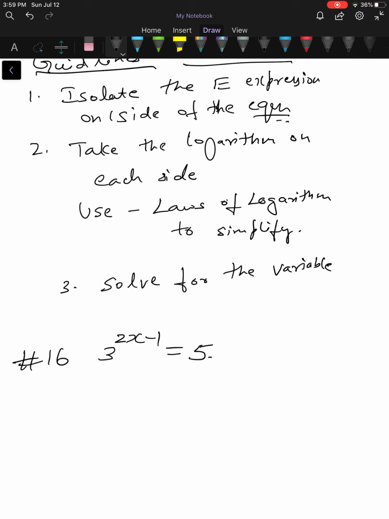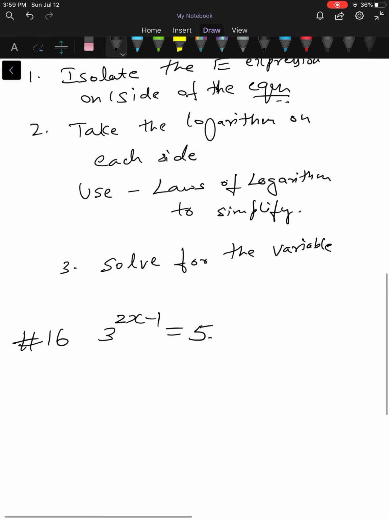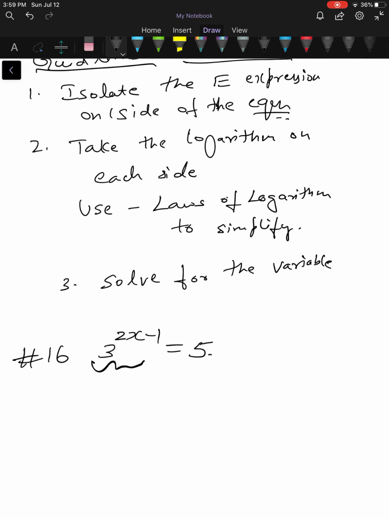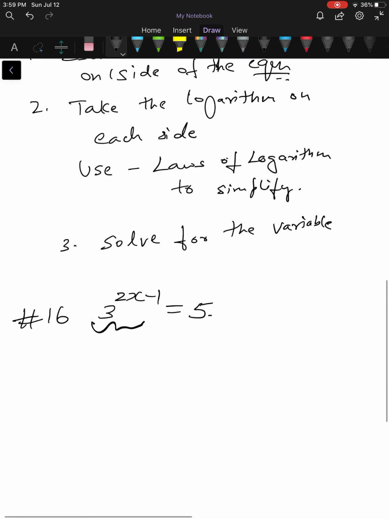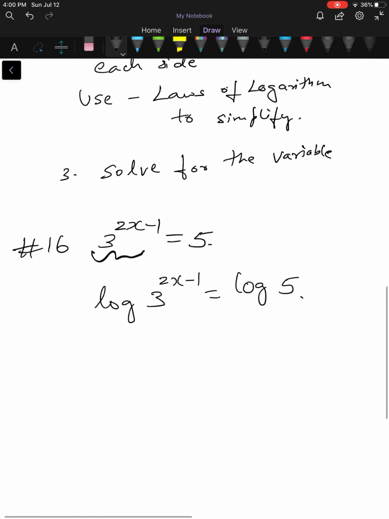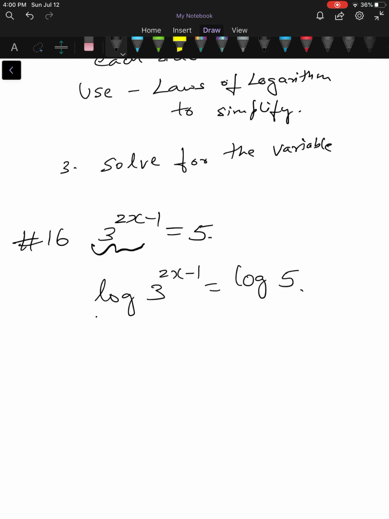Okay, so now the first step is isolate the exponential expressions. All the exponential expressions are on one side of the equation, so there is nothing much to do regarding the first step. The second step says take the logarithm on each side and use the laws of logarithm to simplify. Let me take the log: log 3 to the power of 2x minus 1 is equal to log 5.